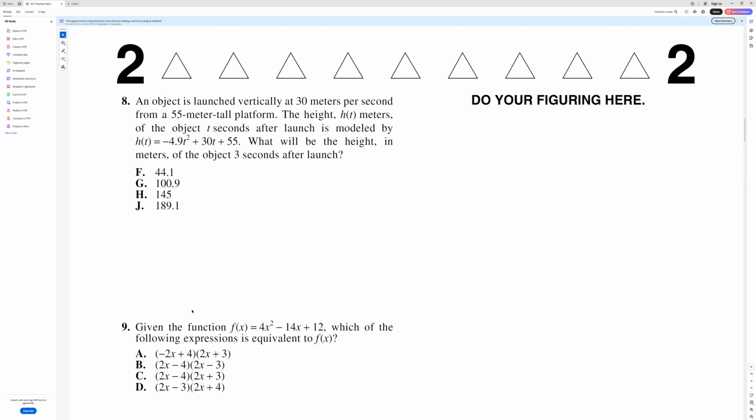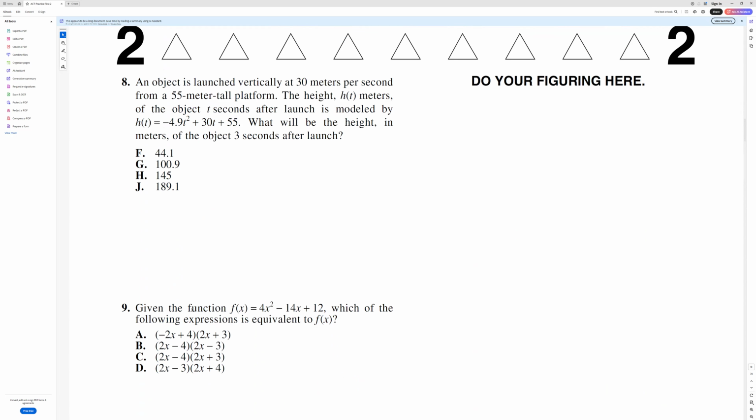All right, A. All right. So an object is launched vertically at 30 meters per second. The whole thing is that we have the equation, so we don't have to interpret it. We already have an equation for it. And it is this one. Okay, and then what will be the height? So that's the height, that's the function. You look at that h.